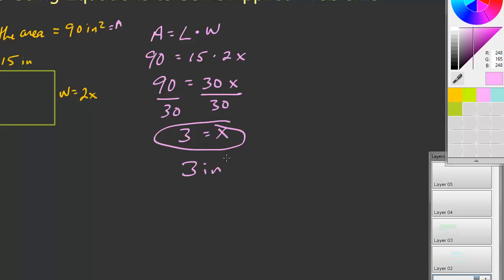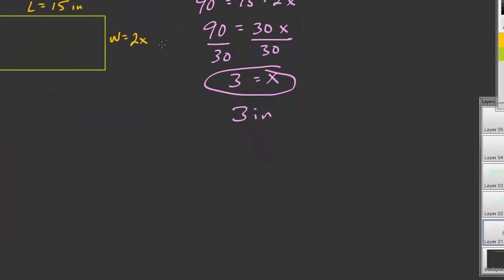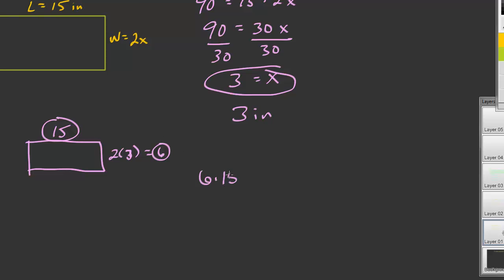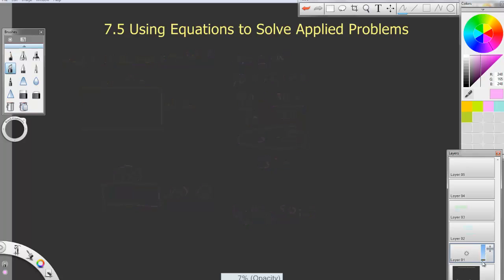Now, if we wanted to check that, we could plug in the 3 for the x here. You would have a rectangle that was 15 this way and 2 times 3 this way. 2 times 3 would be 6. So 6 times 15 would be 90. Okay, 6 inches times 15 inches would be 90 square inches. So that works. Let's look at the next one.